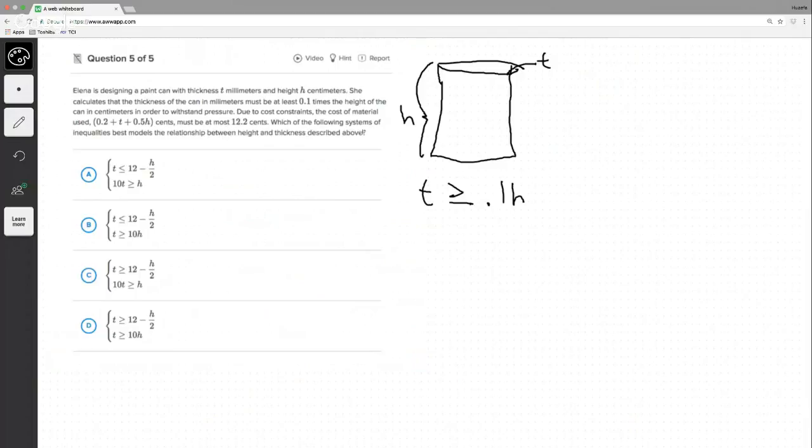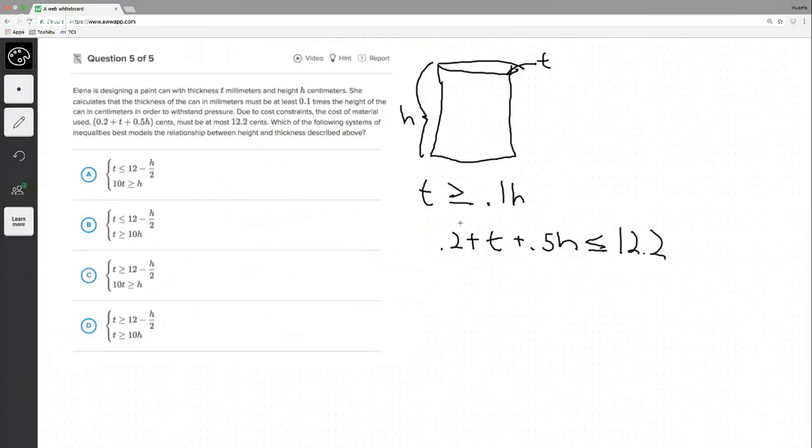And due to the cost constraints, the cost of material used, 0.2 plus T plus 0.5H cents. Okay, they give us this thing, 0.2 plus T plus 0.5H must be at most, meaning less than or equal to. They didn't give us any where it's just greater than or less than, because that would have been easy to eliminate, but they didn't do us that favor. That's okay. Must be at most 12.2 cents. Still got this cough, really annoying. Which of the following systems of inequalities best models the relationship between height and thickness described above?